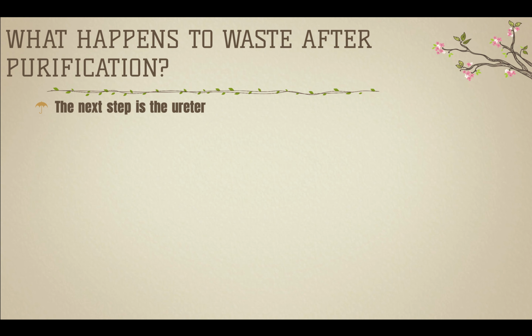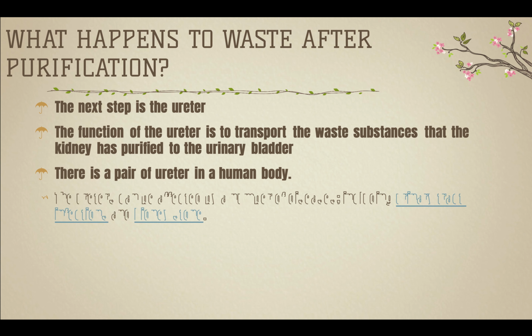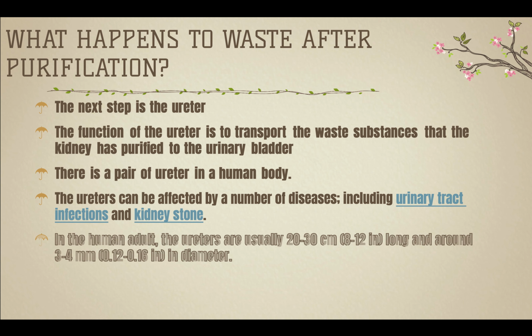The next step is the ureter. The ureter is a thin tube which connects the kidney to the urinary bladder. That is its only function. It transports all the waste substances that have been purified. There is a pair of ureters in a human body. This also gets affected by diseases known as urinary tract infections and kidney stones. Now, what is the length and diameter? The length is 8 to 12 inches or 20 to 30 centimeters, and the diameter is 0.12 to 0.16 inches or 3 to 4 millimeters.